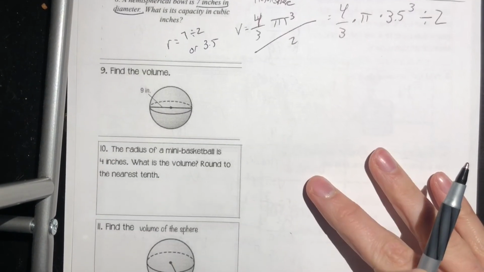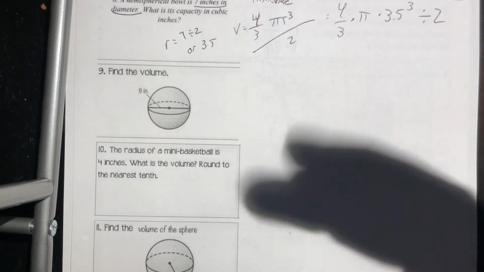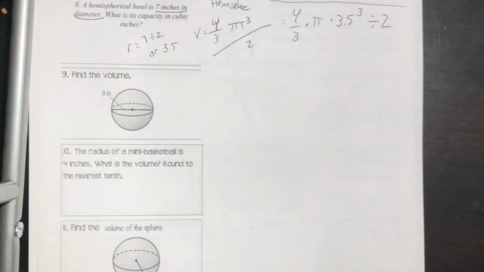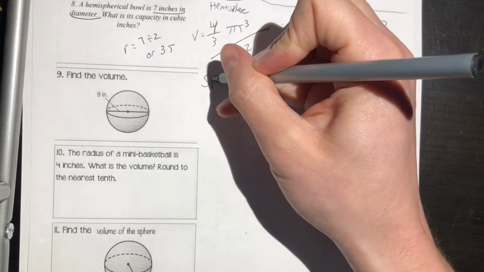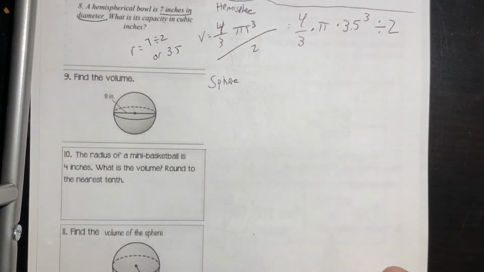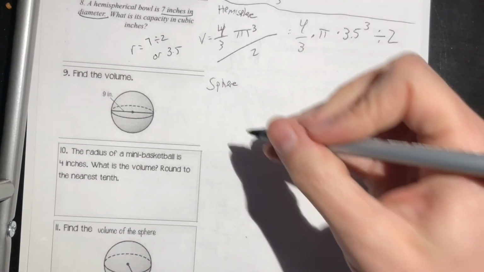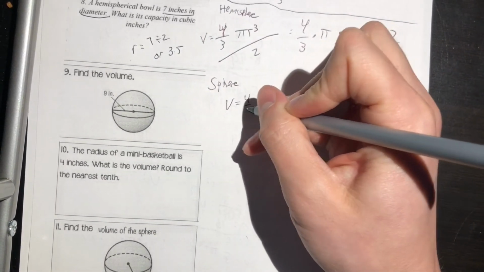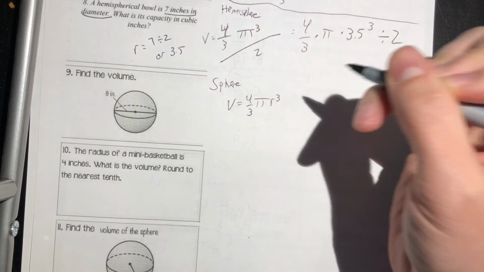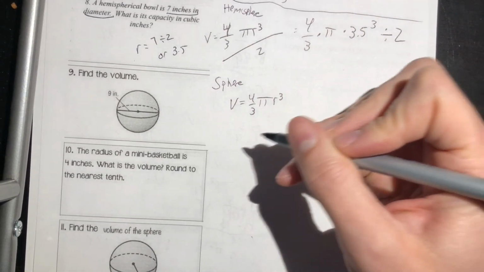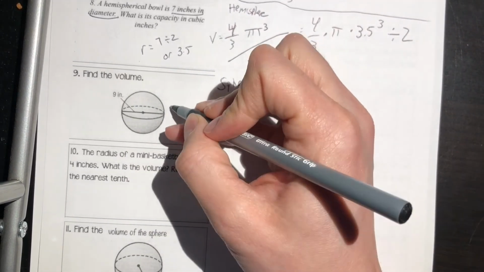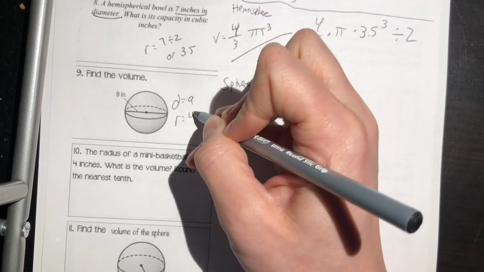All right. Number 9, volume. The shape is a sphere. It's a full ball. It's the full three-dimensional circular solid. So I'm going to use, again, volume is 4/3 pi r cubed. My radius, is it 9? No, my radius is not 9. My diameter is 9. So my radius is 4.5.